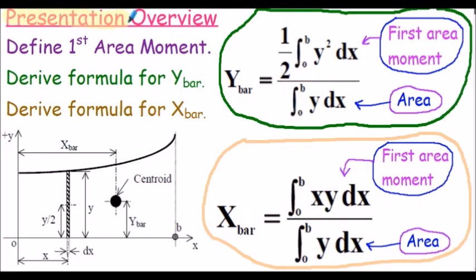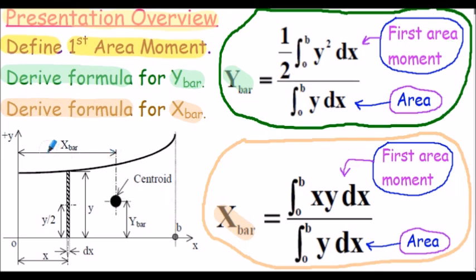Here's a presentation overview. We commence by defining what's termed the first area moment, or first moment of area, a property we need when calculating the centroid locations. Then we derive a formula for y-bar, shown here, and derive the formula for x-bar, shown here.